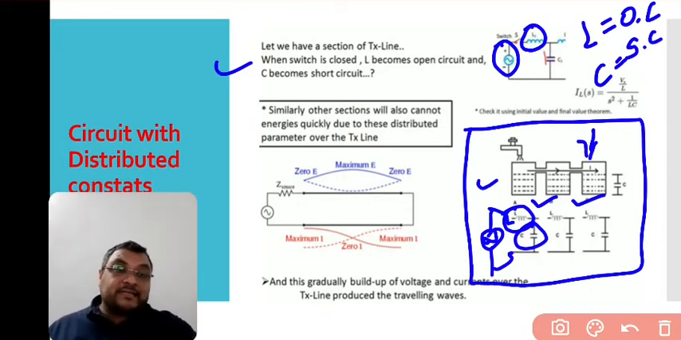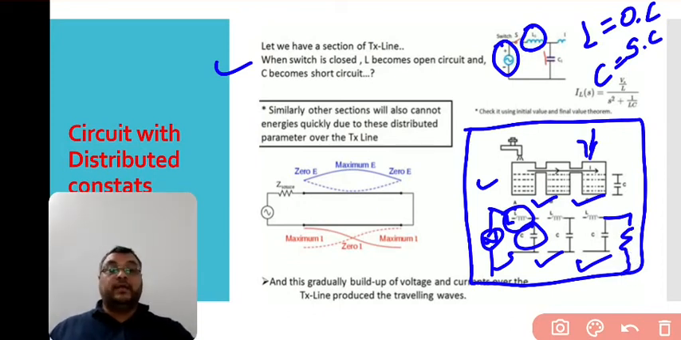Then this section is fully charged, that energy is transmitted towards the next section, and then the final section will get the power at the end, where a load is connected. Okay, so our transmission line behaves like that.